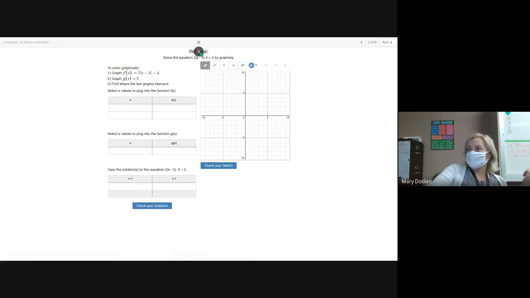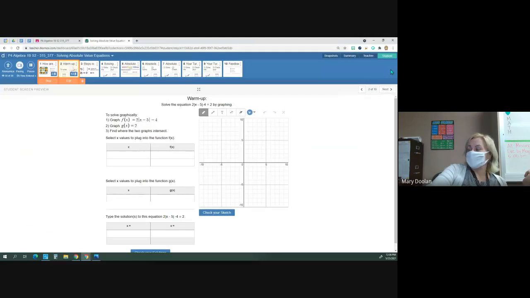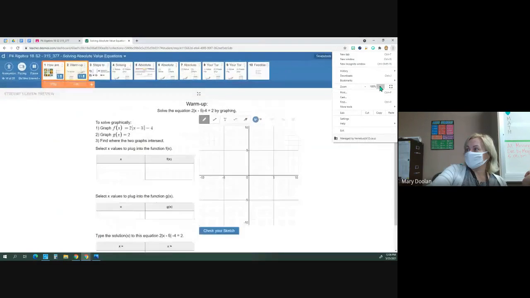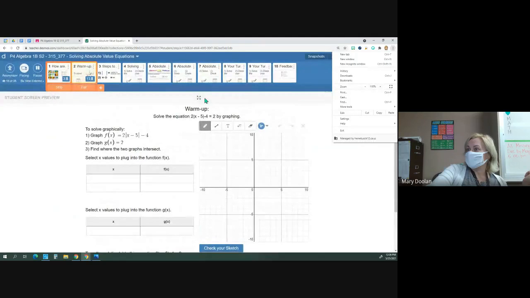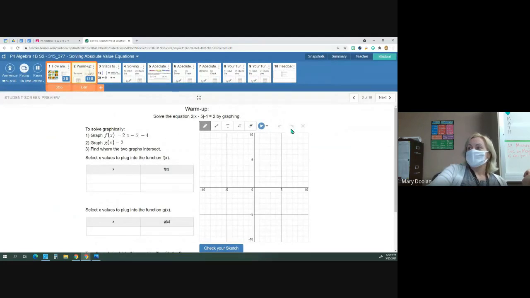It's referring to it like the warm-up. All right, so it says up here, solve the equation 2 times the absolute value of x minus 5 minus 4 equals 2 by graphing.